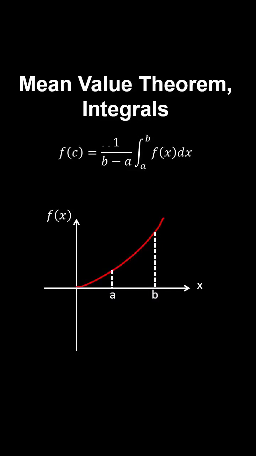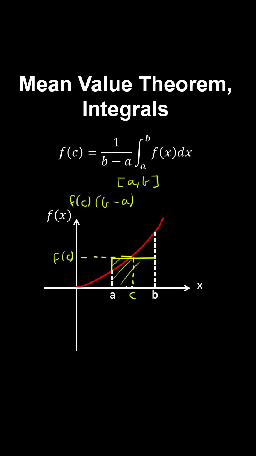The average value of a continuous function over a closed interval [a, b] is given by the mean value theorem. This can be visualized if we multiply through by b minus a. At some x value c, we have f of c, and multiplying f of c by the length of the interval gives this area over here. And that's equal to the area under the curve, given by the definite integral.